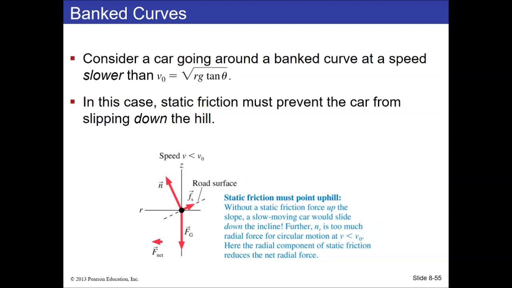Okay, why? Well, it's because going too slow means that the normal force is not going to change here, right? It's based on the mass of the car and the bank angle. So if you go too slow, the normal force may be overcompensating, basically. It's too much. And so the static friction has to go the other way, and that prevents you from sliding down the bank.